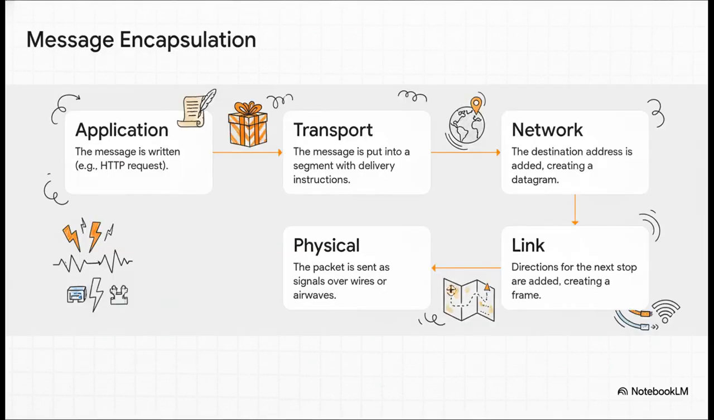And this is how each of those tiny packets gets ready for its trip. You can think of it like getting dressed in layers. First, at the application layer, the message itself is written. Then, the transport layer wraps it up with delivery instructions. Next, the network layer slaps on the final destination address. Then, the link layer adds directions for just the very next stop on the journey. And finally, the physical layer turns the whole thing into light or electrical signals to send it on its way.